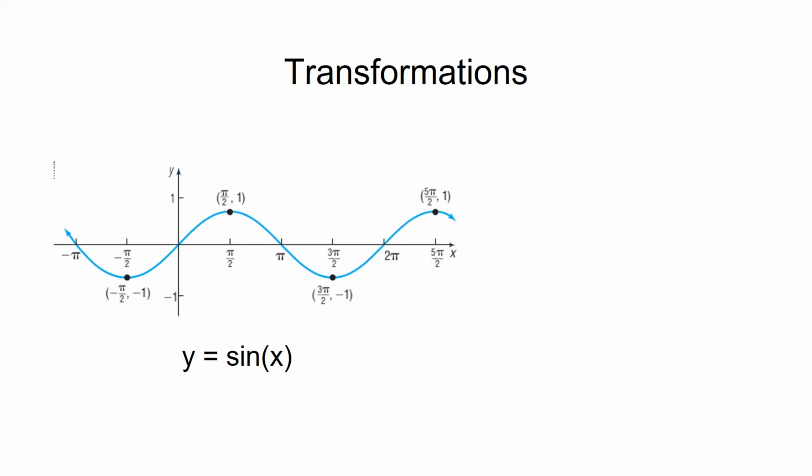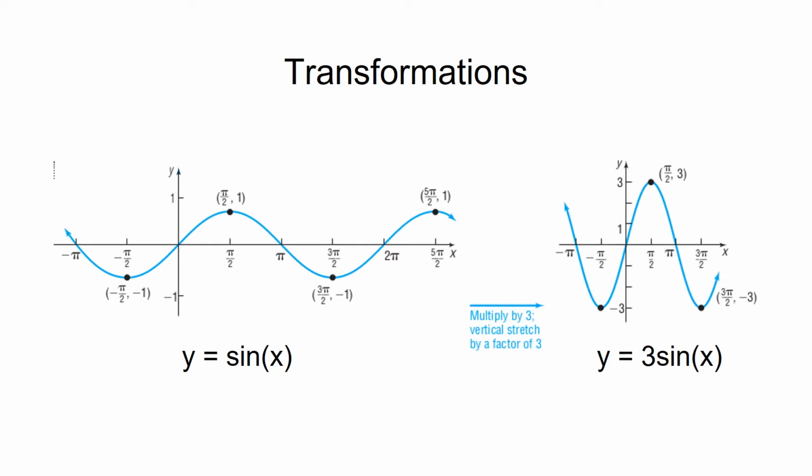We can graph many other sinusoids by using transformations. Let's begin with the graph of y equals sine of x. If we multiply sine of x by 3, we perform a vertical stretch, which means the amplitude of the transformed function is 3. In this graph, it looks like it's been transformed horizontally as well, but it hasn't. Note that the scale on the x-axis has been compressed.